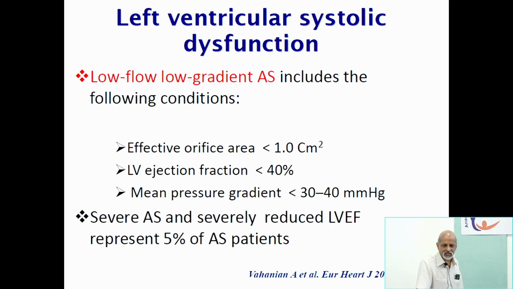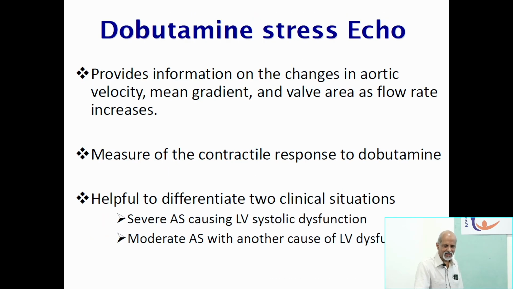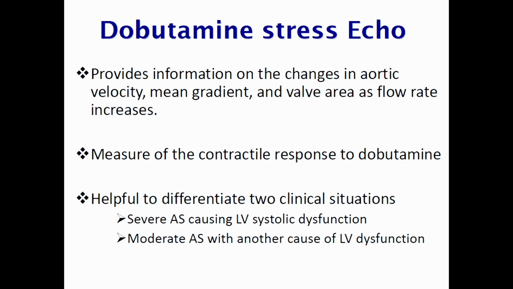Why Dobutamine stress test? It is going to increase the LV contractility, so obviously the flow is going to go up. With the flow, if the defect is fixed, then obviously the gradient will go up, and if the defect is not fixed, if the valve expands further, the gradient is not going to go up. So that tells you about the problem of an LV which is presenting as a severe AS, and that's why the Dobutamine stress test is done.